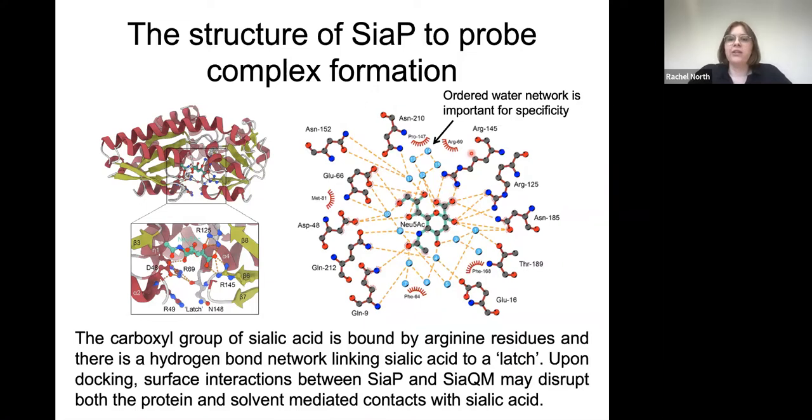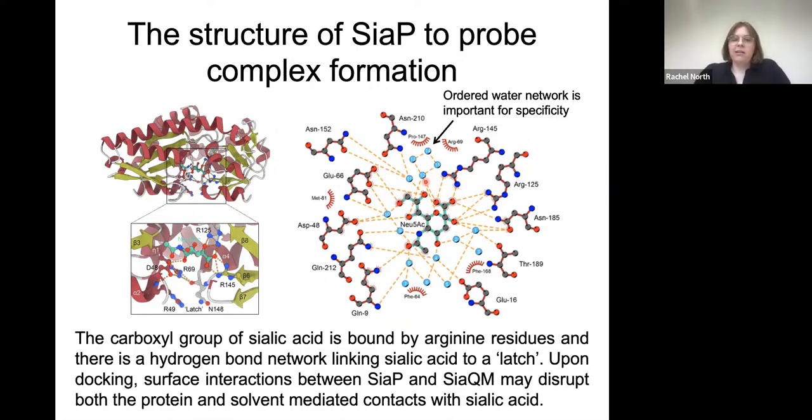And recent work has shown that this ordered solvent network is really important for SciP specificity. So if you mutate a residue outside this ordered water network that disrupts the network, even if it's not directly bound to the ligand, it will really reduce the specificity of the SciP.